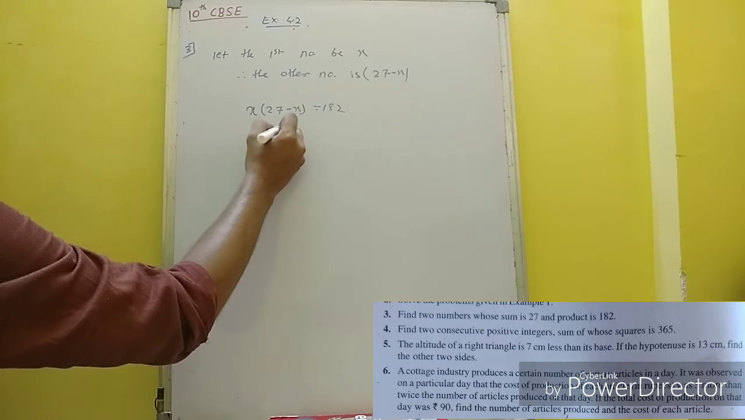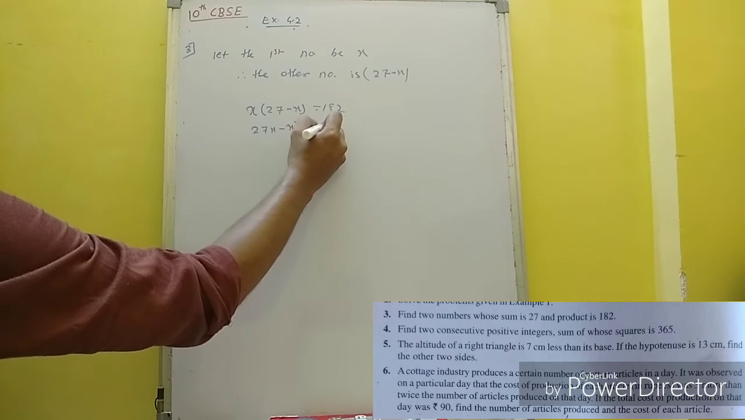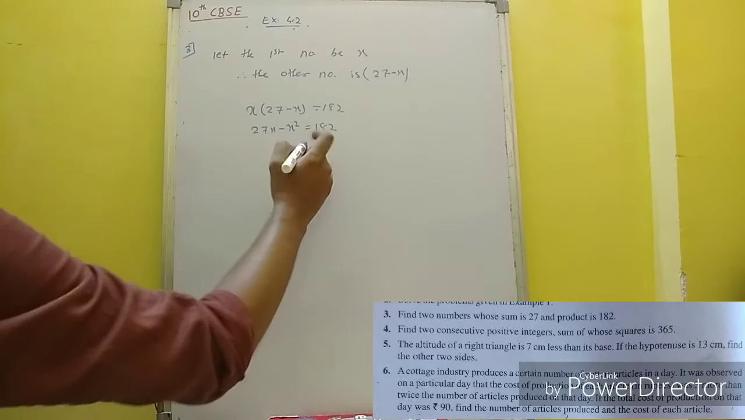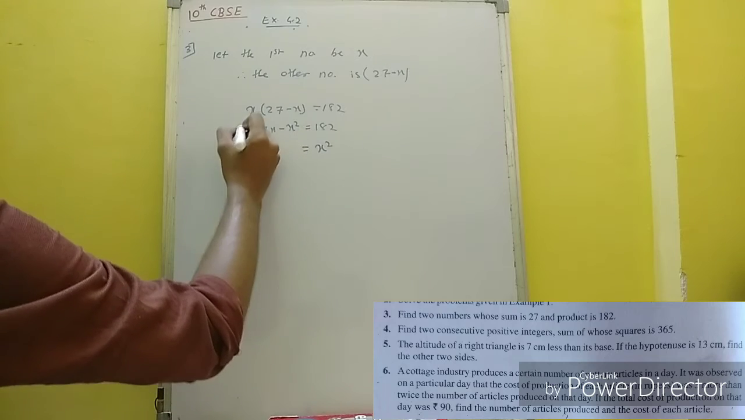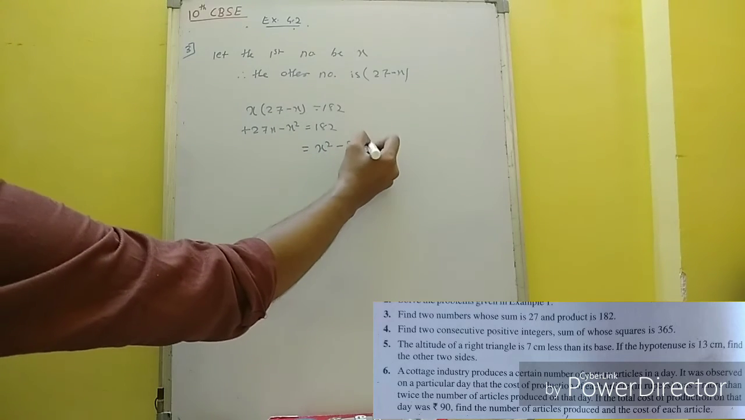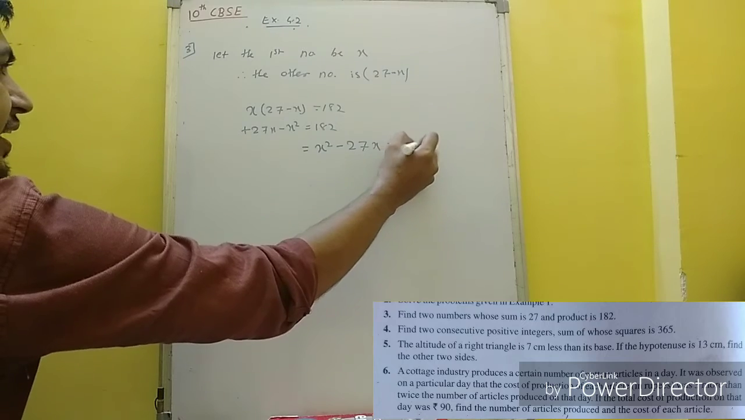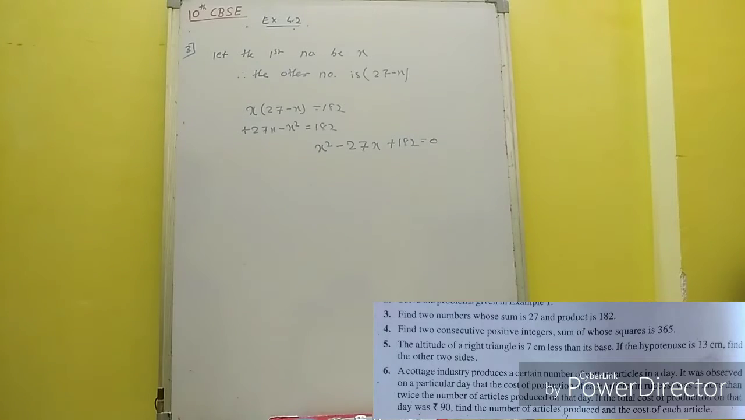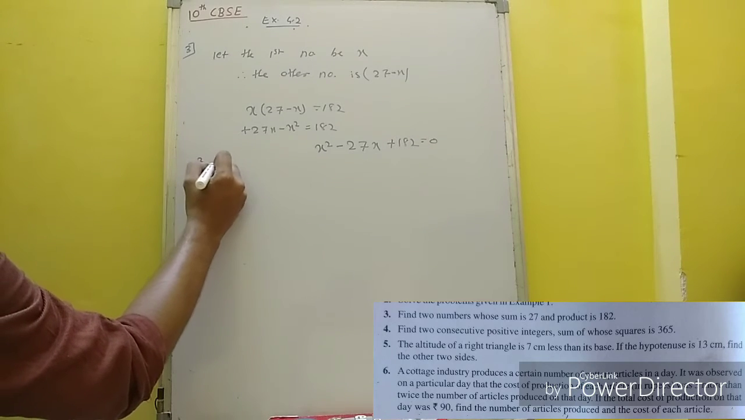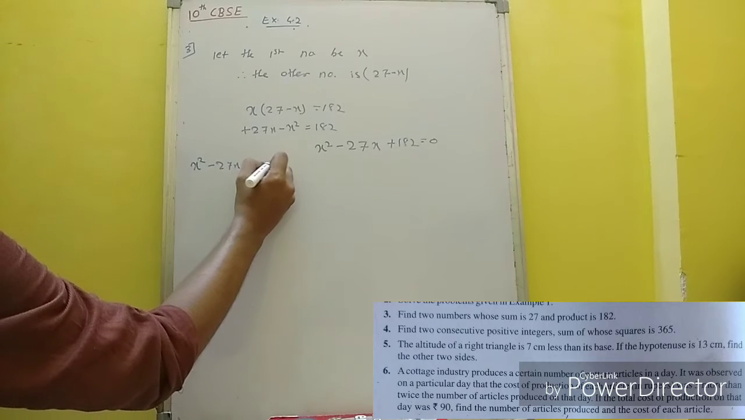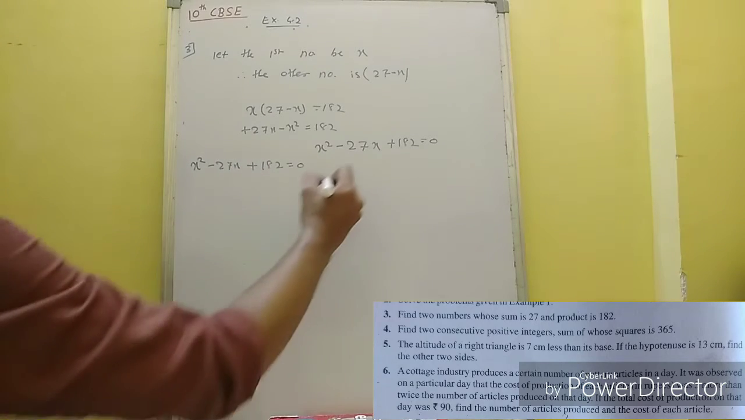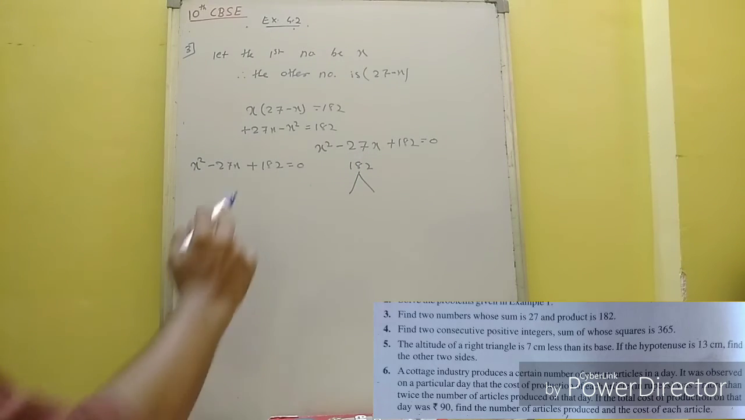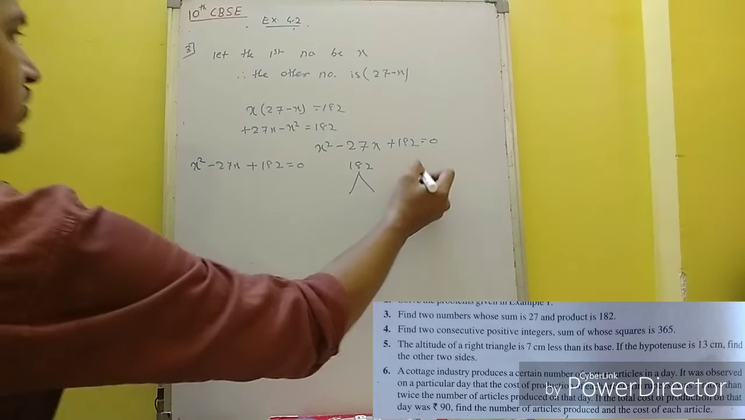27 into x is 27x, x into x is x square, is equal to 182. So we will do one thing, we will take minus x square that side. So it will become plus x square, plus 27x will go there and become minus 27x plus 182 is equal to 0 this side. Okay, so we have x square minus 27x plus 182 is equal to 0. Now we will split 182 in such a way that addition should be 27. Okay, so let's take its factors.